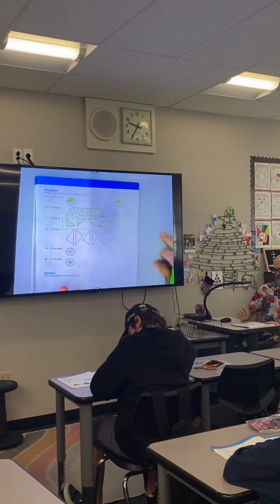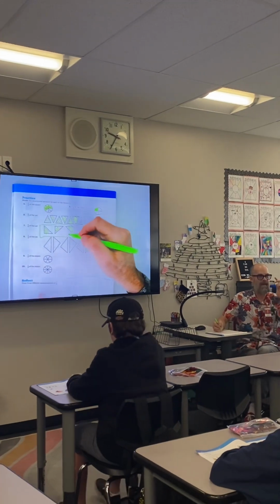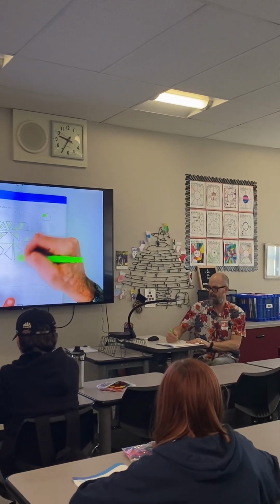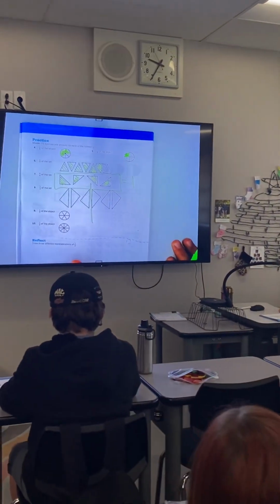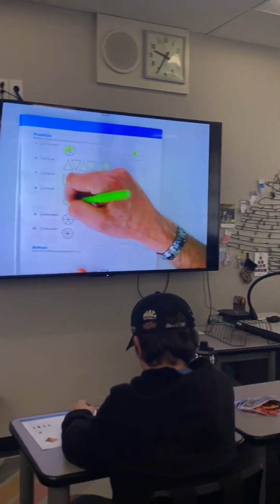Half of the set. If I'm looking at an object, I love the visual, right? Cut it right in half. I have half of a set and the other half. Color half of it.